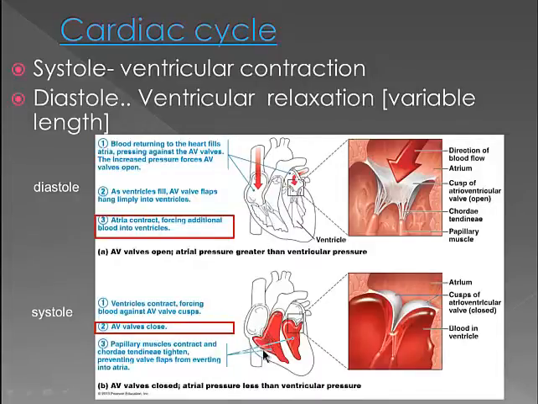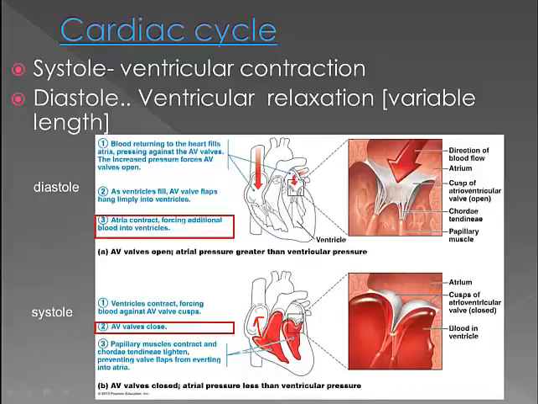Now the ventricles have filled with blood, so they need to begin their contraction, which is known as systole, and they will have to push the blood out into the arteries. When the ventricles contract, the first thing they want to do is make sure that the AV valves close so that the blood doesn't go back, so there is no regurgitation of blood back into the atria.